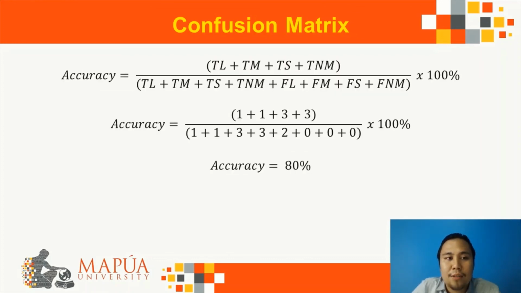To compute the accuracy of the device in determining measles severity detection, we use the formula: true light plus true moderate plus true severe plus true not measles, all over true light, moderate, severe, and not measles plus false light, moderate, severe, and not measles, times 100%. The accuracy of the device in determining measles severity detection is 80%.